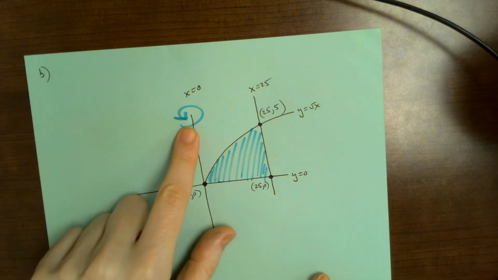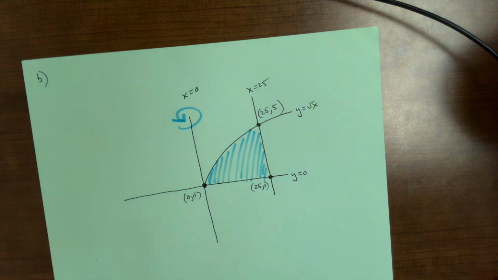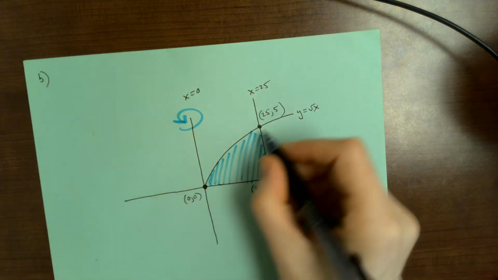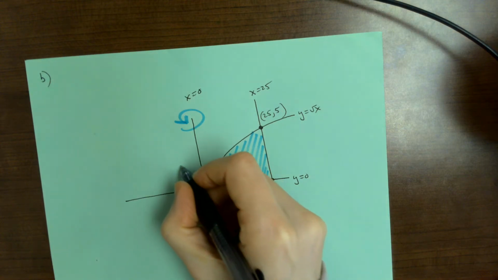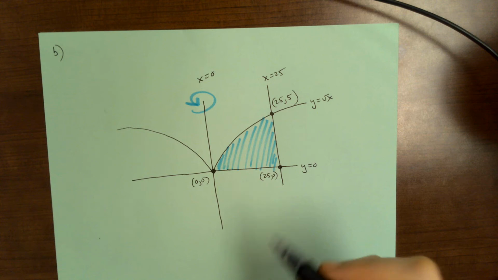Now, if we're revolving around this axis, we're going to get symmetry on either side of it. So let me just take this and, you know, it's not going to be great, but I'll do some symmetry there.